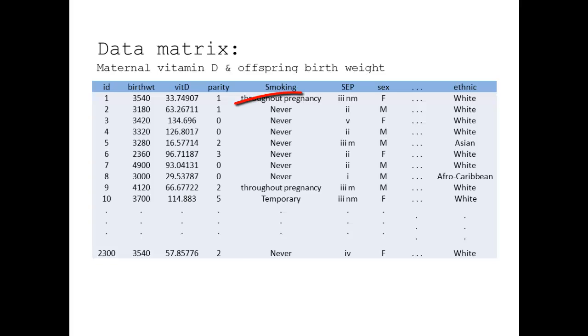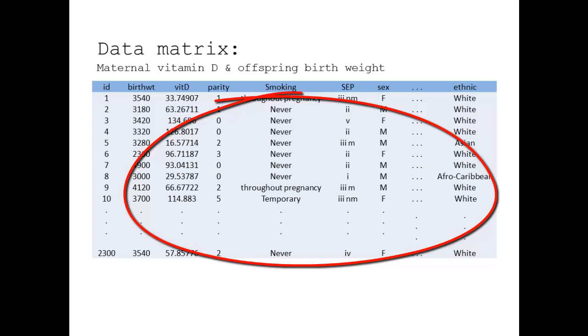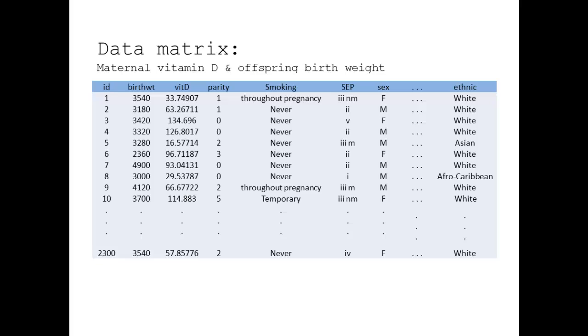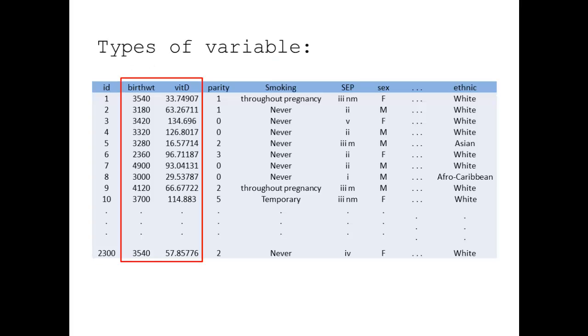And you can see by looking at the values in the data matrix that some of these variables are inherently different. So let's define them. Child's birth weight and maternal vitamin D are both numerical variables and are on a continuous scale. By continuous, we mean that in principle, they could take any value within a biologically plausible range, of course.